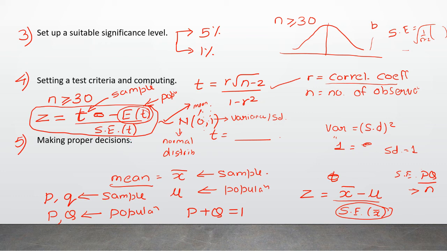Now once this value has been calculated, you need to calculate this z value. And finally, based on whatever calculated value you get, you have to make your decision. Now what is your decision about? The decision is about accepting the null hypothesis or rejecting the null hypothesis. That is, whatever assumption you have made, you will say it is either correct or wrong based on this z value you get. Now how to do that, I'll just explain.